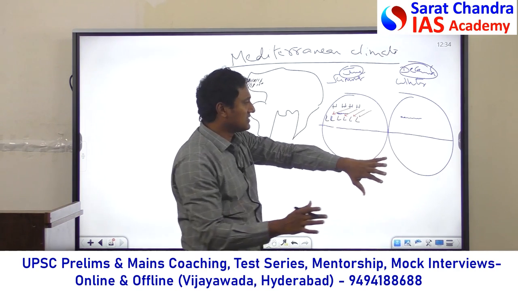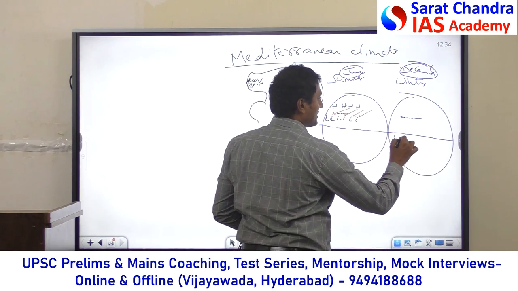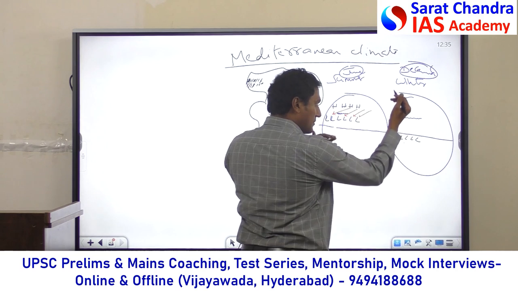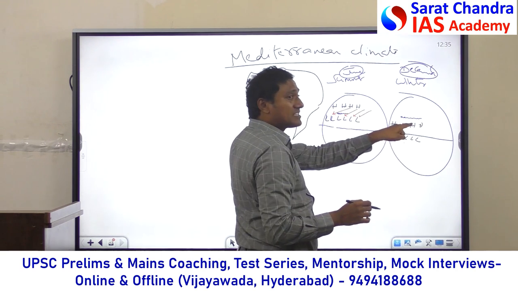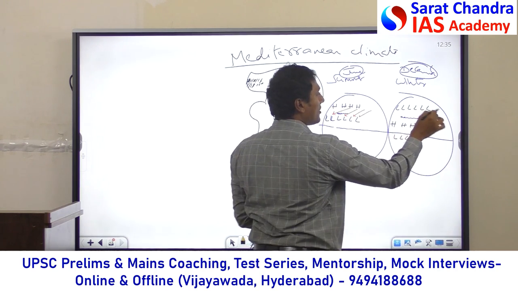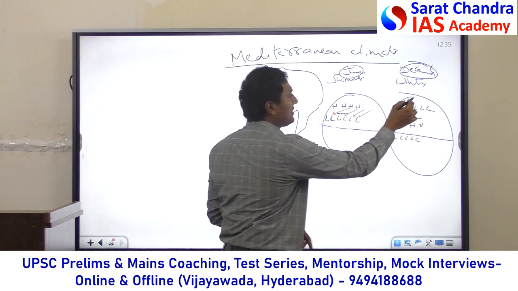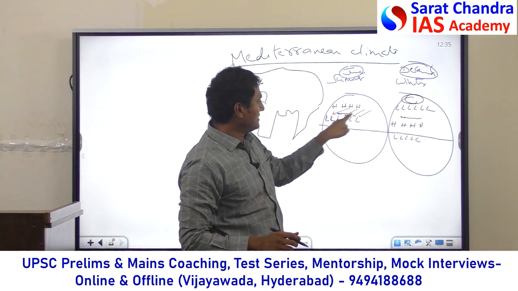I told you, in winter season the sun is here. The low pressure belt also moves down. See, the low pressure belt comes here. So the high pressure belt also comes down. The subtropical high pressure belt comes down. The subpolar low pressure belt will be here. And the polar belt will be very big at that time. Now tell me, the Mediterranean region is the same place only.